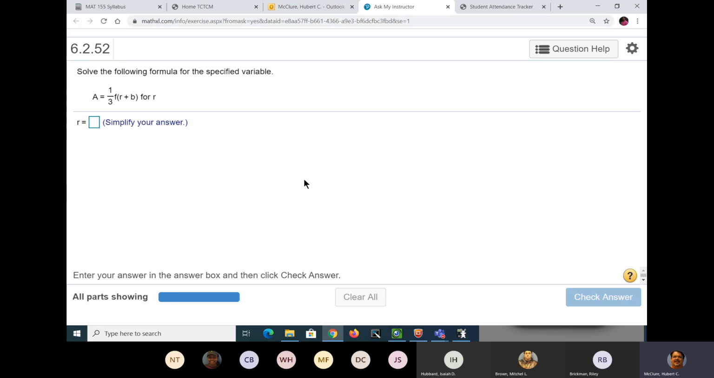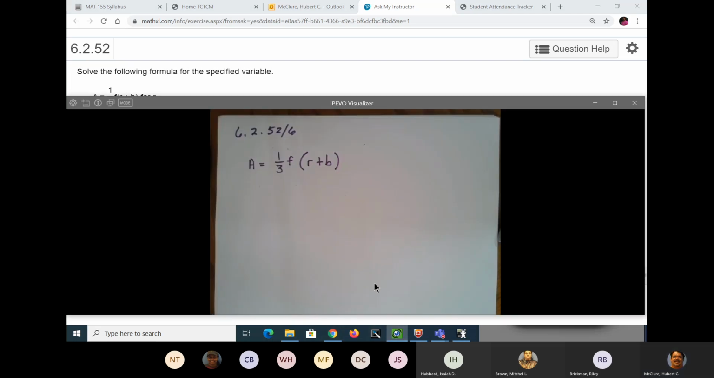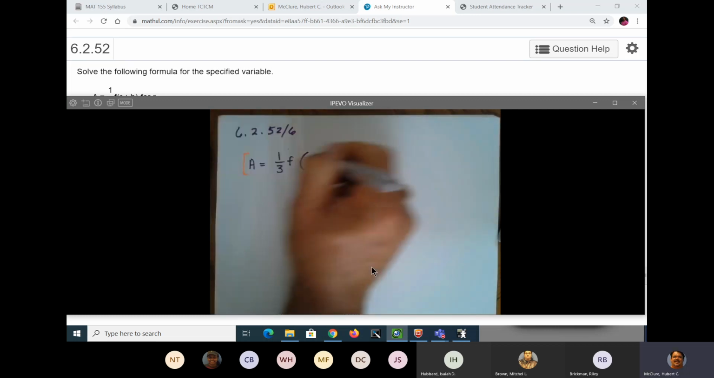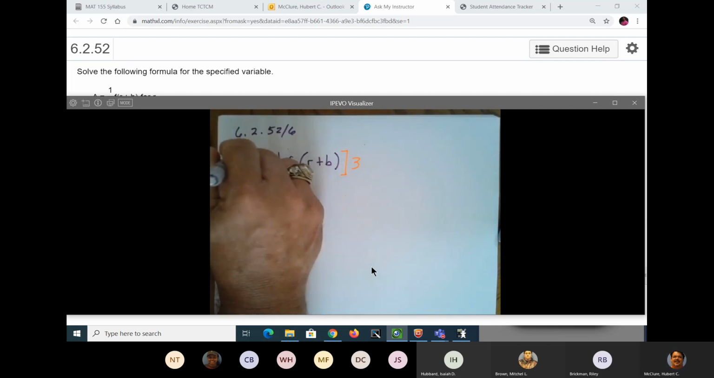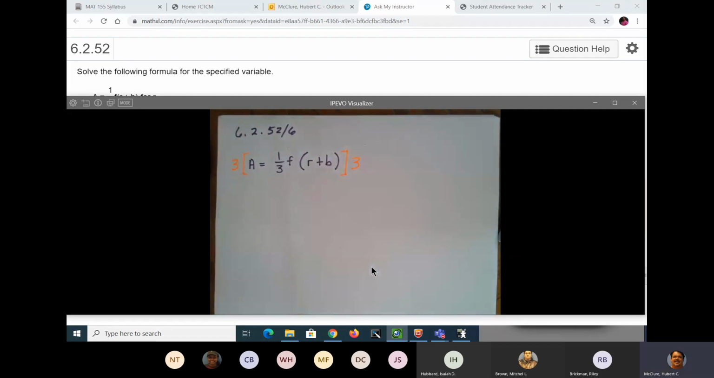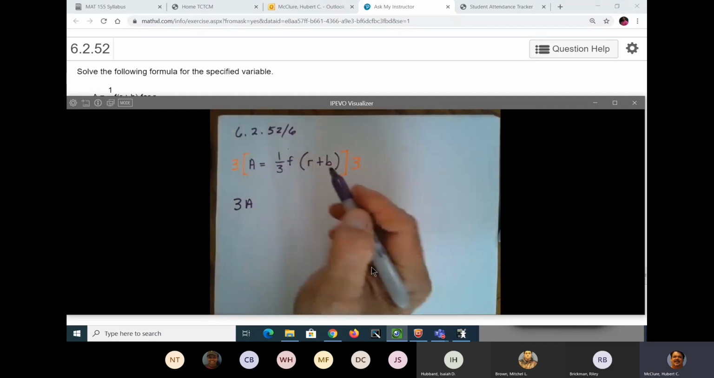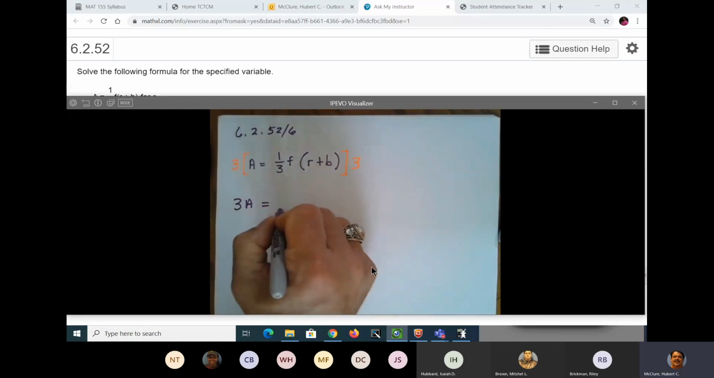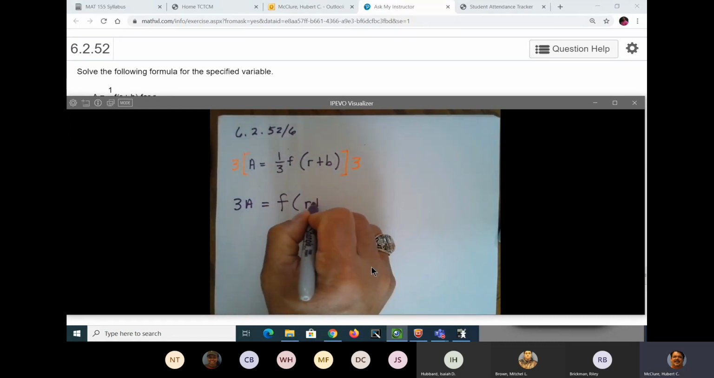I'm not even worrying about what I'm solving for. I didn't even write it down. Why? Because my priority is getting rid of what? That fraction. So I'm going to multiply both sides by 3. Because I want to get rid of that fraction. That's going to give me 3A. And 3 times that 1/3 goes to 1. And that goes to F times R plus B.